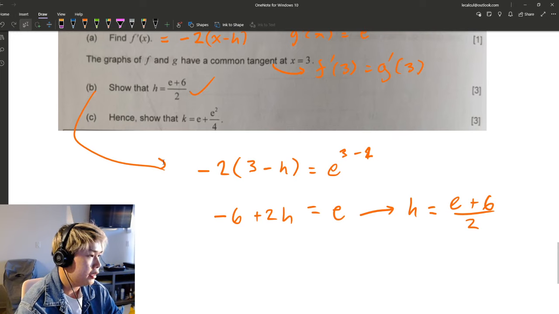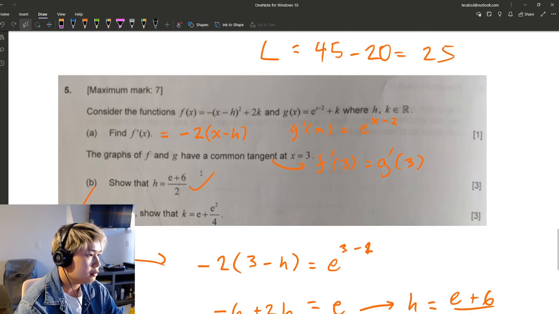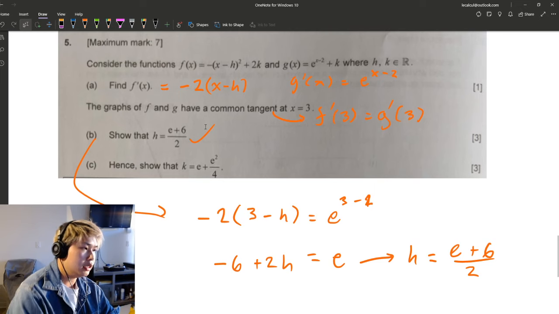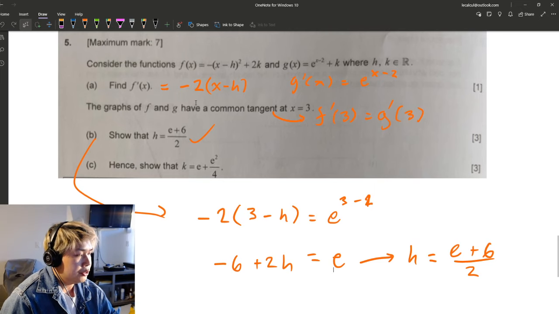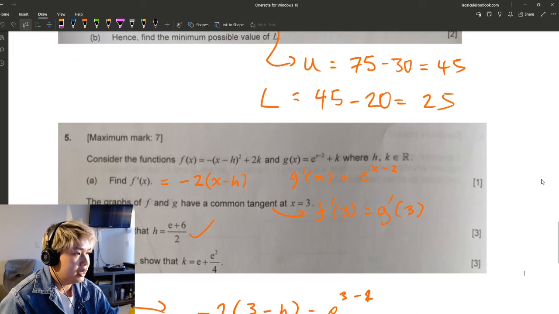Okay. And then, after we find h, that can help us find k. Show that k is this. So what can I do now that I know that h is here? I think this is something that a lot of students might overlook when we talk about functions with tangent points, is that you actually have two pieces of information. You have the fact that their derivatives are equal to each other, but having a common tangent also means this.